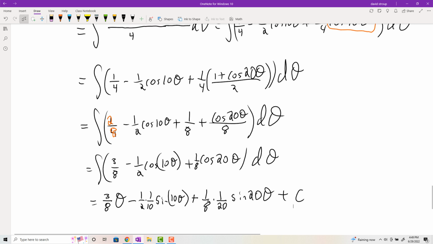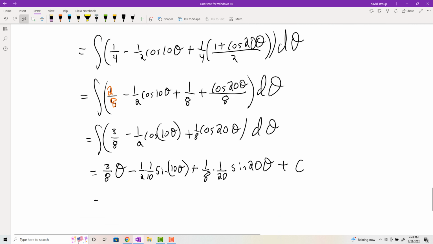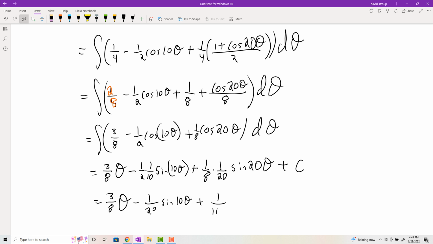Okay. From there, you can clean it up a little bit if you want to. So this would be 3/8 theta minus 1/20 sine 10 theta, and then plus 1/160 sine 20 theta, and then plus c.